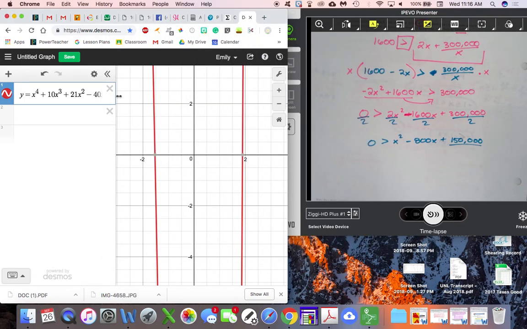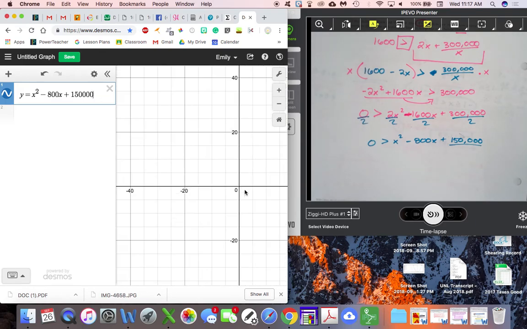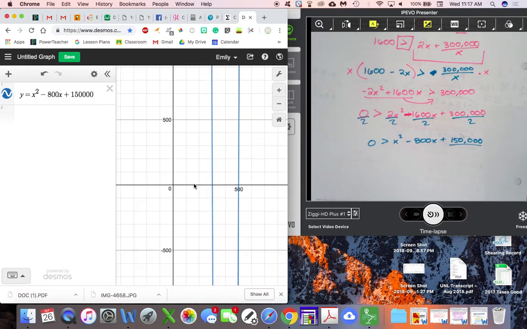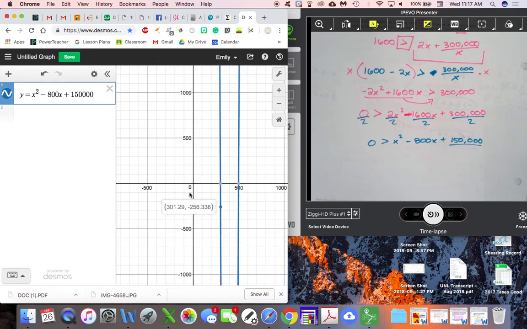Okay, so now I'm going to cross this off. I'm going to do y is equal to x squared minus 800x plus 150,000, and I'm not going to be able to see my graph because it's going to be all the way over. All the way over here. All the way over here.